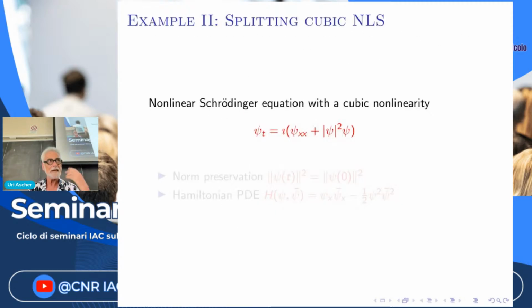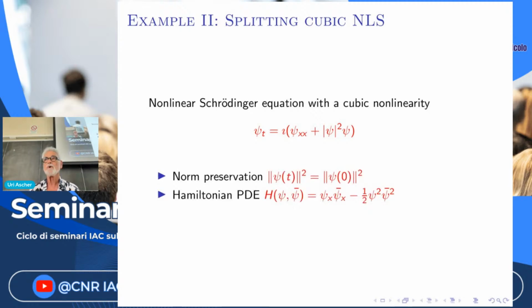So the second example, again very classical, is the nonlinear Schrödinger equation in one space dimension. So this is in the complex plane. i is the square root of -1, and the time derivative. Sorry. The time derivative for psi is i times the second derivative in x plus this nonlinear term. And like in the KdV case, there is a norm preservation in time, and also the Hamiltonian is conserved because it is autonomous.